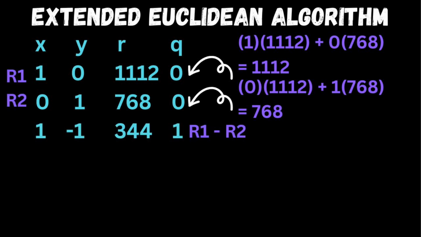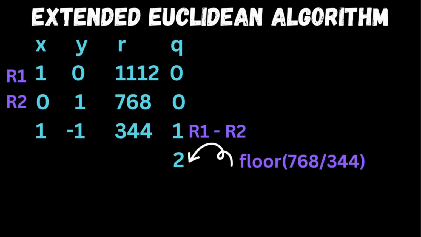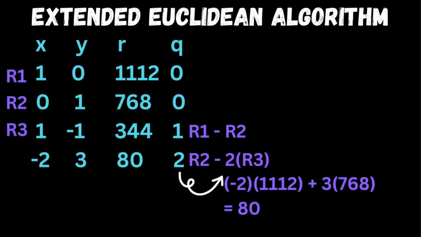Then, you take the first row and subtract the second row from it, so row 1 minus row 2. This is really row 1 minus 1 times row 2, as you multiply the floor value by row 2 before you subtract. Then you repeat the same process. The next row's q value is the floor of 768 over 344, which is 2. This time we'll take the second row and subtract the third row, so row 2 minus row 3. But this time the floor value is 2, so you have to multiply row 3 by 2 before subtracting. Just a reminder, this row actually represents the equation negative 2 times 1112 plus 3 times 768 equals 80.